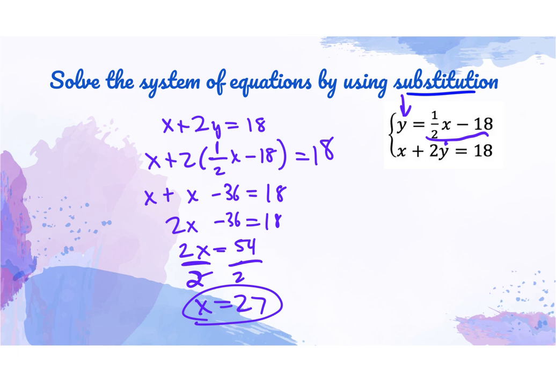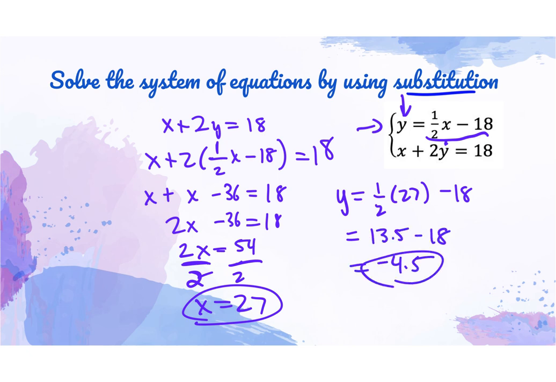Okay, sorry about that. So now go back and substitute that in, and it doesn't matter where, and figure out what my answer is. Okay, so 27 times 1/2 is going to be 13.5 minus 18, so negative 4.5. So y equals that. So my final answer is going to be 27 and negative 4.5.